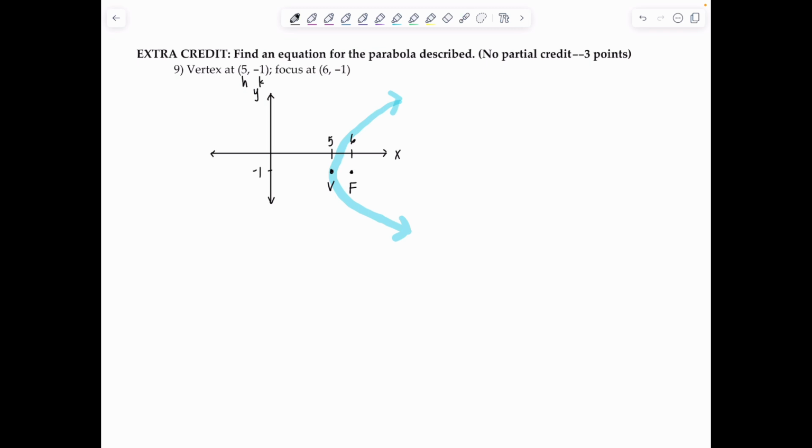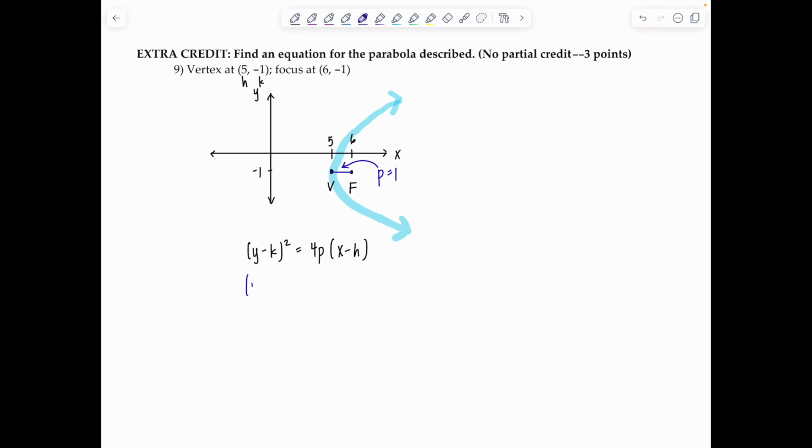Okay, so that means the standard form is going to be y minus k squared equals 4p times x minus h. Some books use a here instead. So I already know h and k, that's cool. I have it right here. P is the distance from the vertex to the focus, which thanks to my snazzy little graph, I can see P is equal to 1, positive 1, because we're opening in the positive direction.